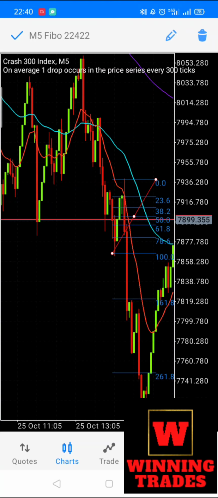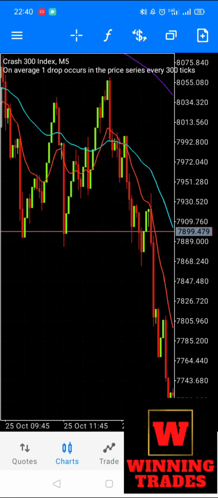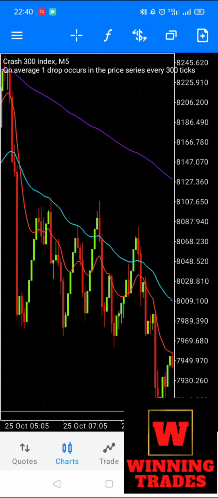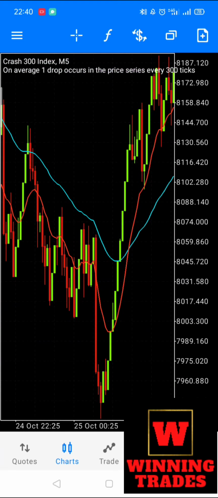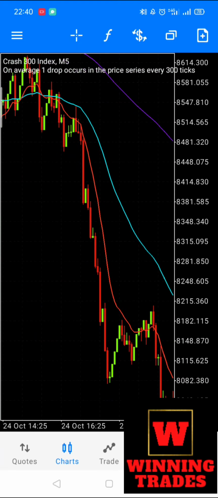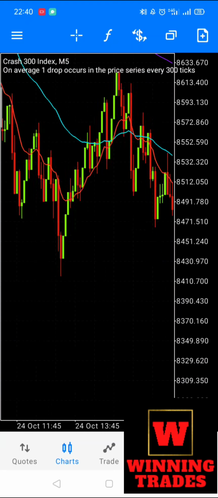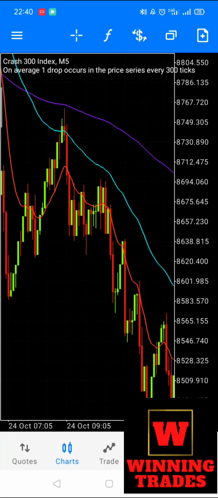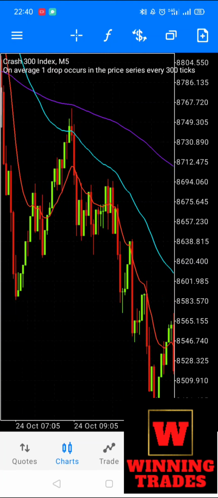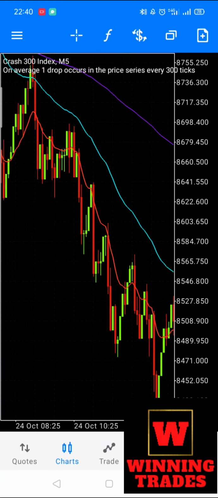All right, so let's look for another example. Let's look for a sell, good sell entry. Look for another example. All right, look at this sell. This is a good sell, looks like a good example.